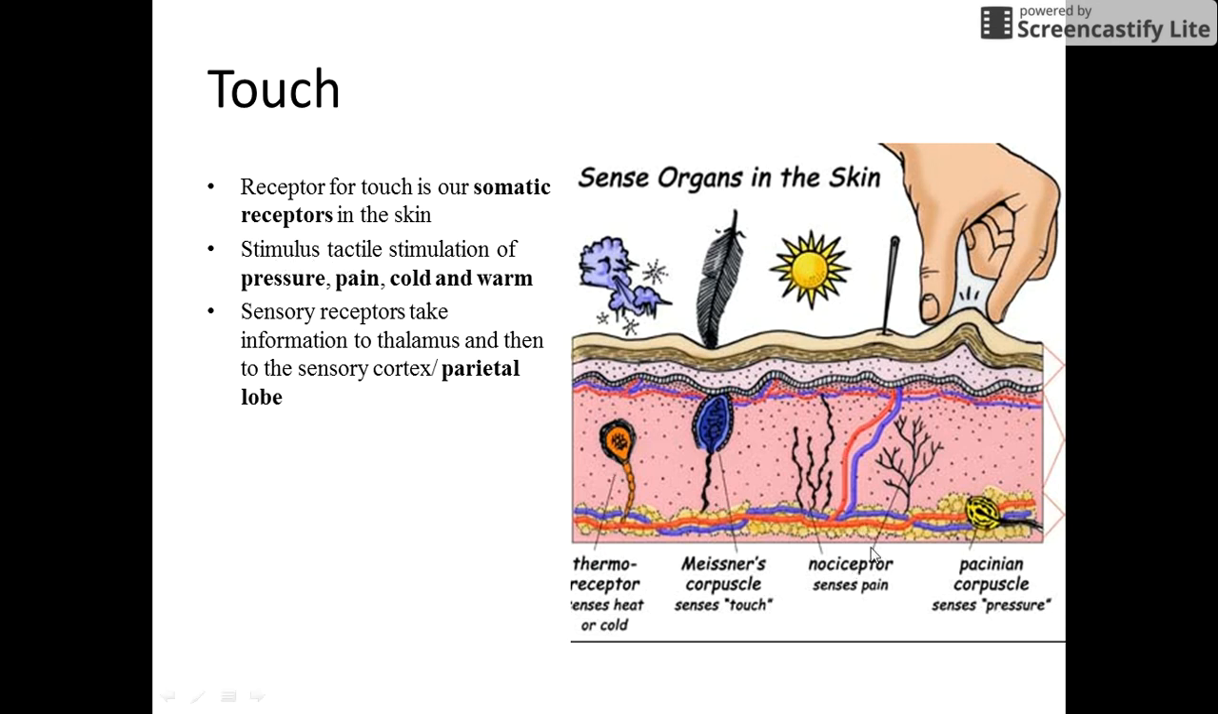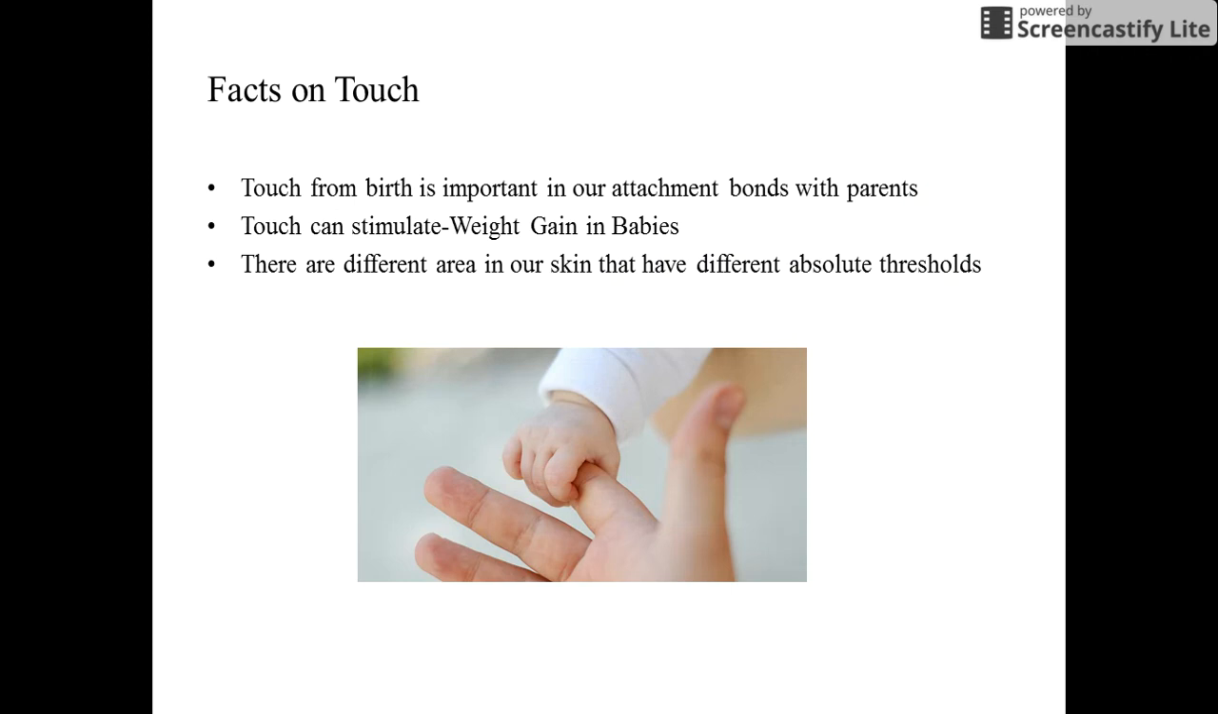The nociceptor is the one that we do look at in AP Psych, because we explore pain. So your sensory receptors take in information, and then they send it to the brain. They send it to the thalamus, and then to the sensory cortex, which is known as the parietal lobe. Some facts that are kind of interesting on touch.